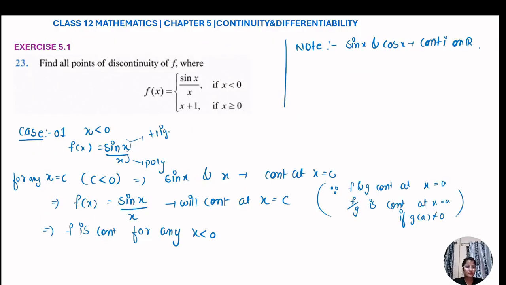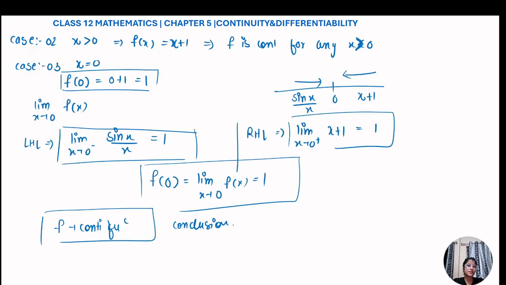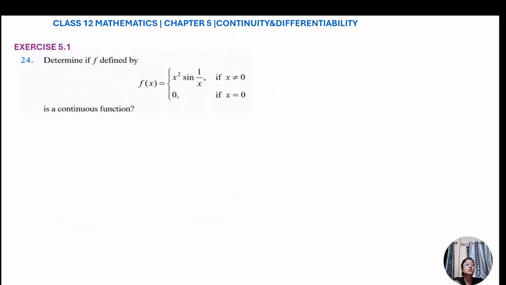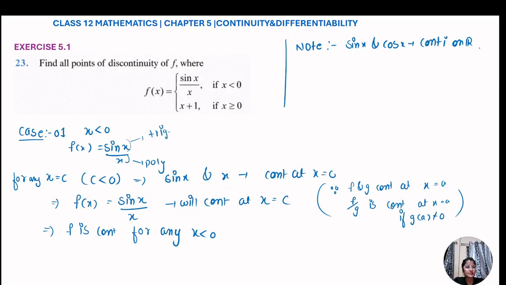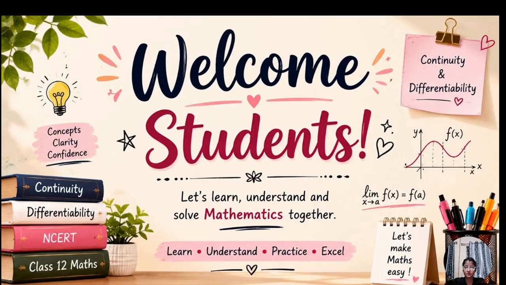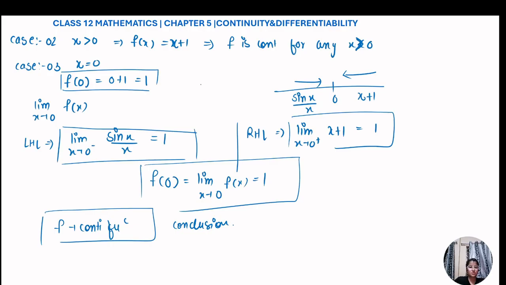Now let's move to question number 24, as we are done with 23. In this question, we have to do the same thing. We have to determine the continuity of the function. I think in 23 we have to find all points of discontinuity, right? But as you can see, there is no point of discontinuity. The function is continuous everywhere. So from here, the conclusion is no point of discontinuity.